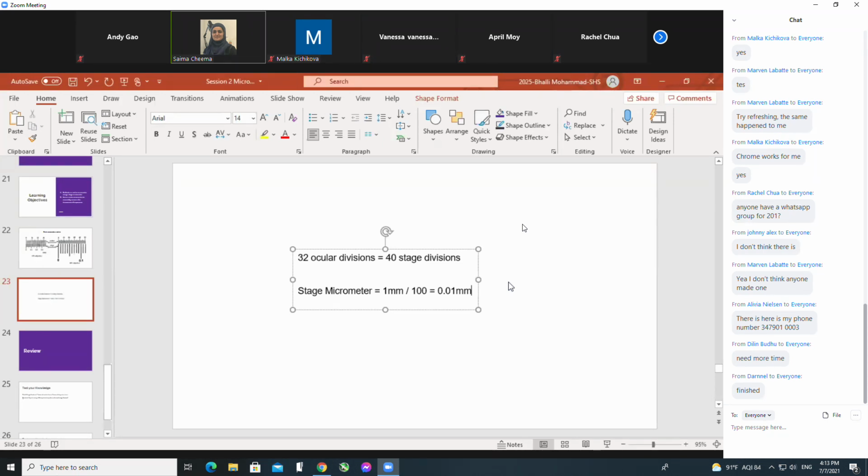That 1 mm from 0 to 100 is then split into 100 units. So the distance between any two adjacent lines, adjacent units, is 1 divided by 100, or 0.01 mm, correct?